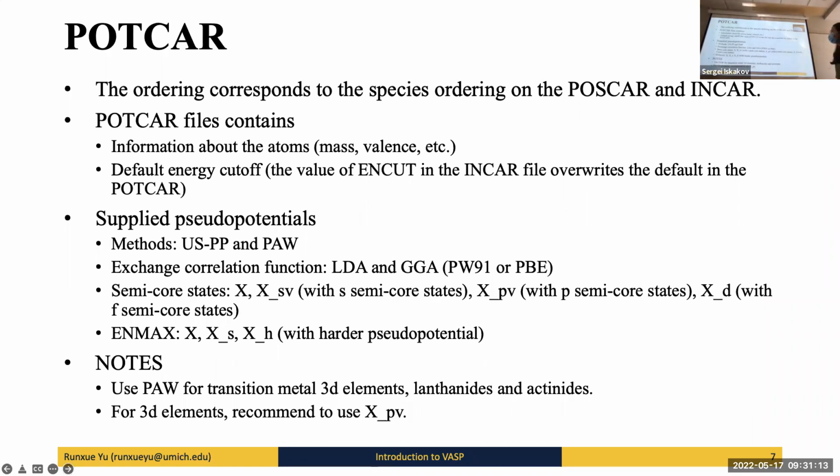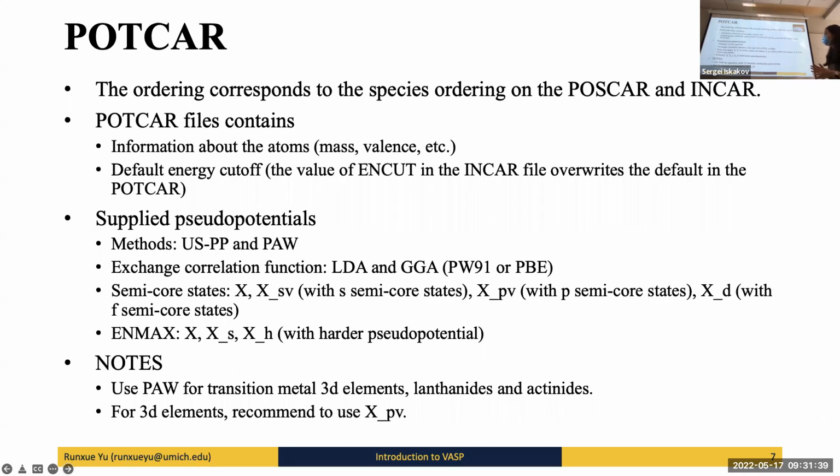Okay, and then the second file is the POTCAR. So it will contain the pseudopotential you will use for the calculation, and make sure that the ordering in the POTCAR corresponds to the species ordering in the POSCAR and INCAR. And the POSCAR file contains information about the atoms and the cutoff energy.